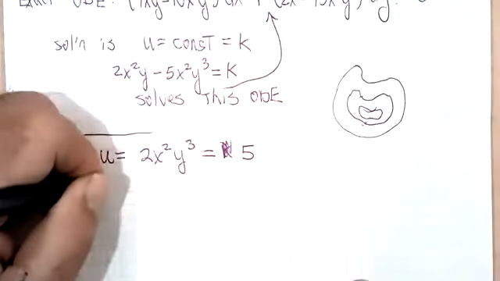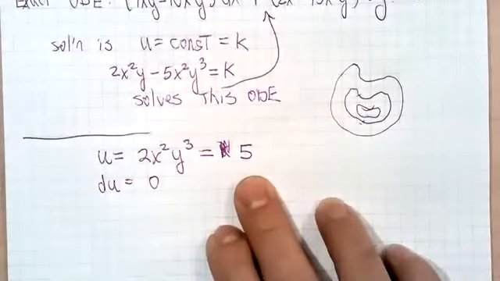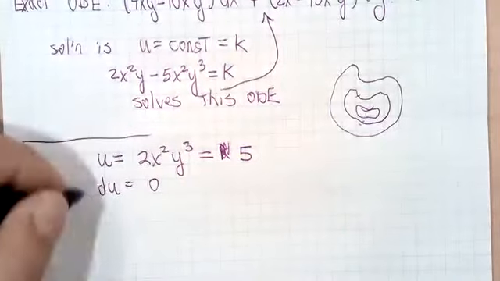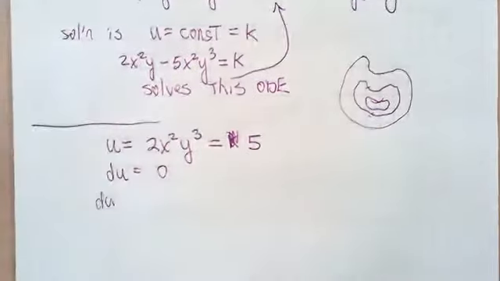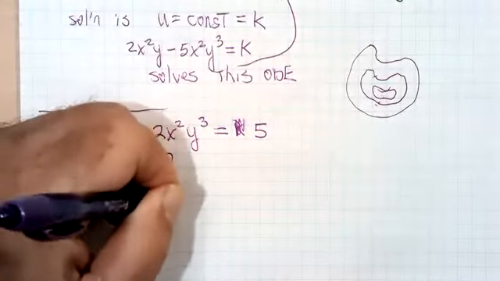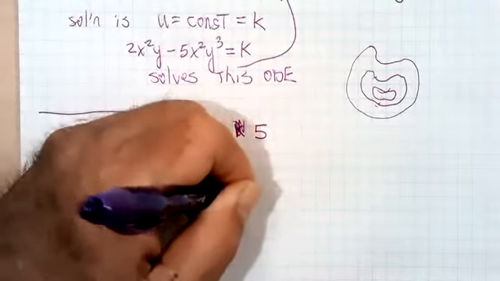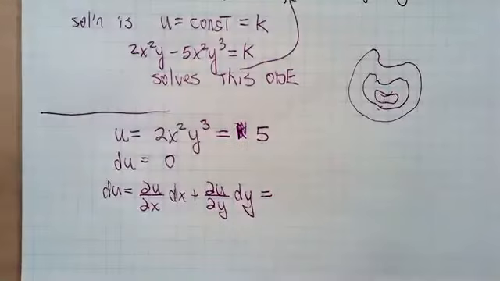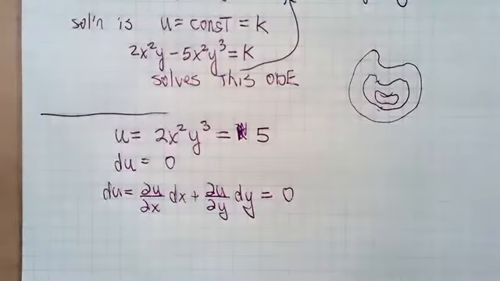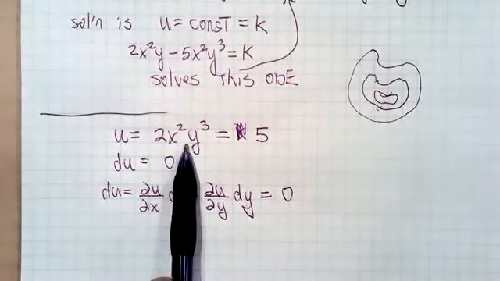Then if I take the total differential of this, well, I would surely get 0 because the differential of a constant is 0. And in order to use the formula for a total differential, du is equal to partial of u with respect to x dx plus partial of u with respect to y dy. And as we noted earlier, when you take the differential of a constant, you get 0. Okay, now the partial of this function with respect to x, well, that's going to be 4xy cubed.